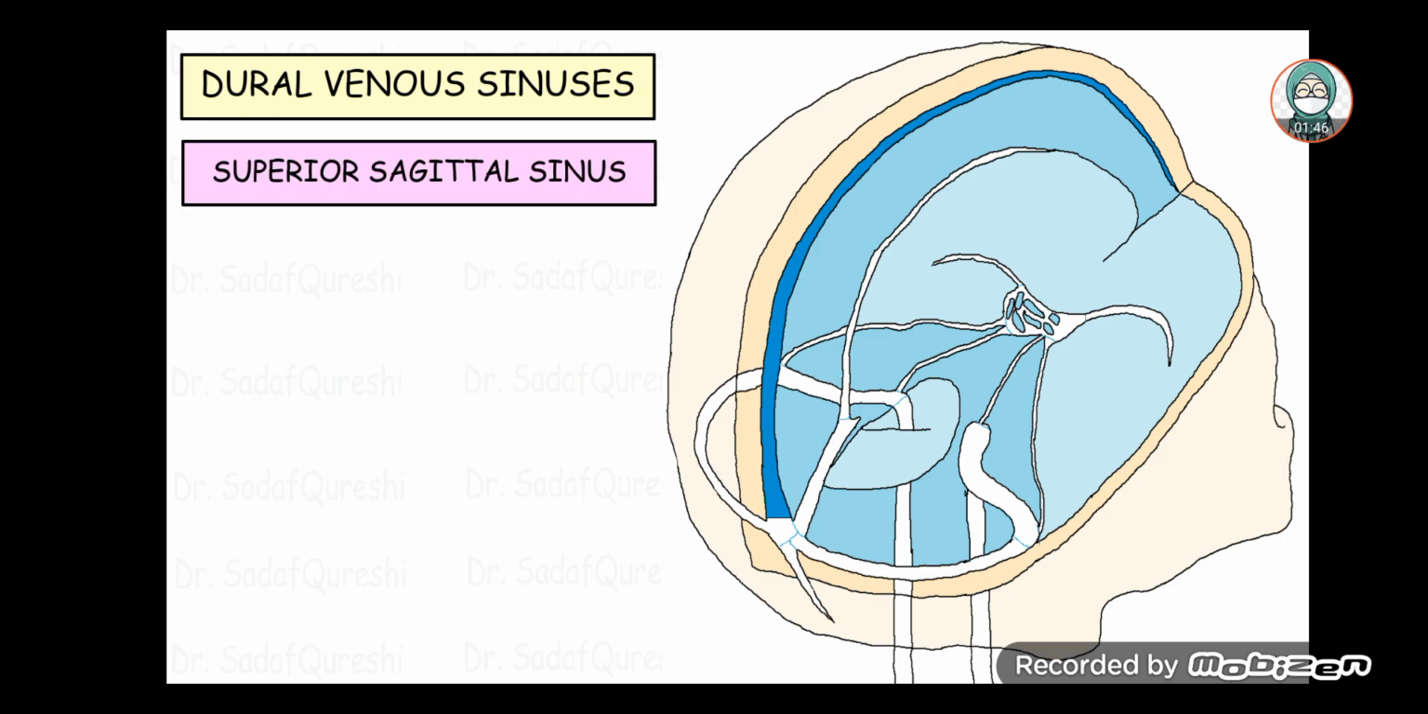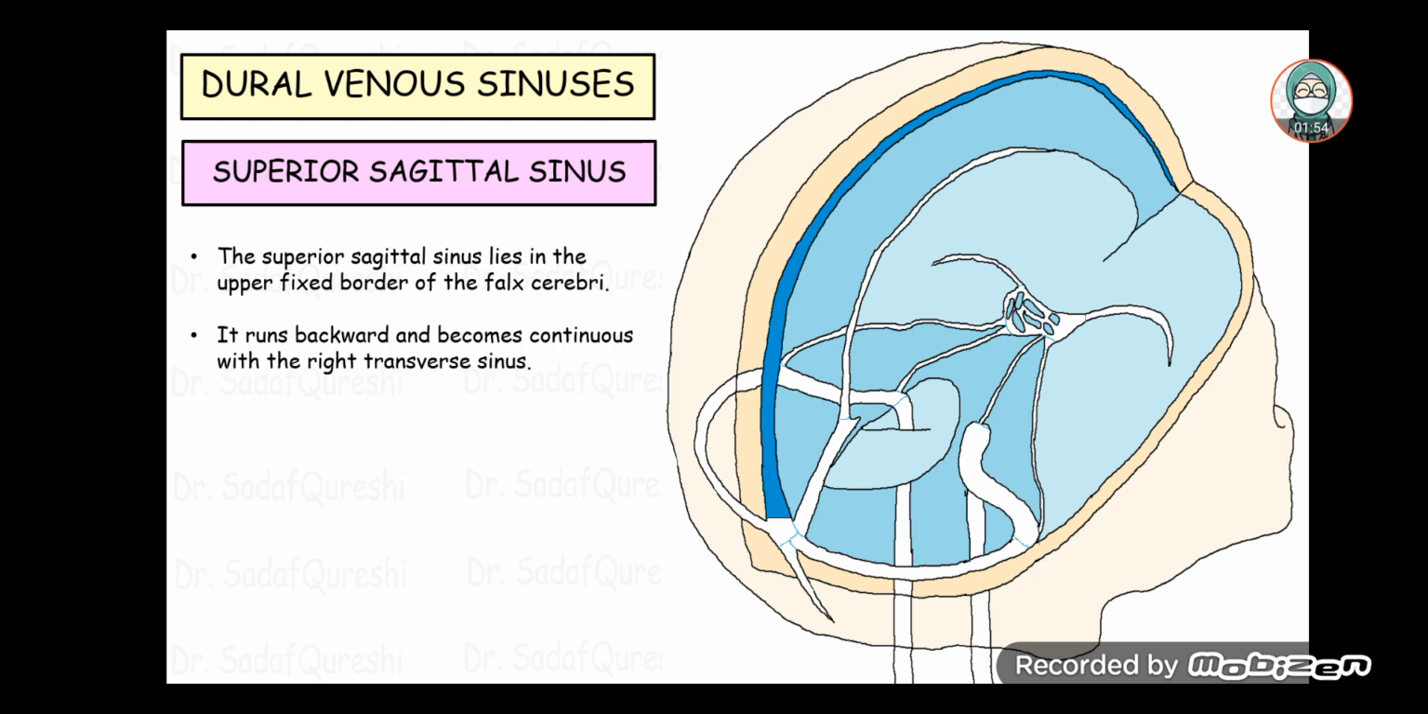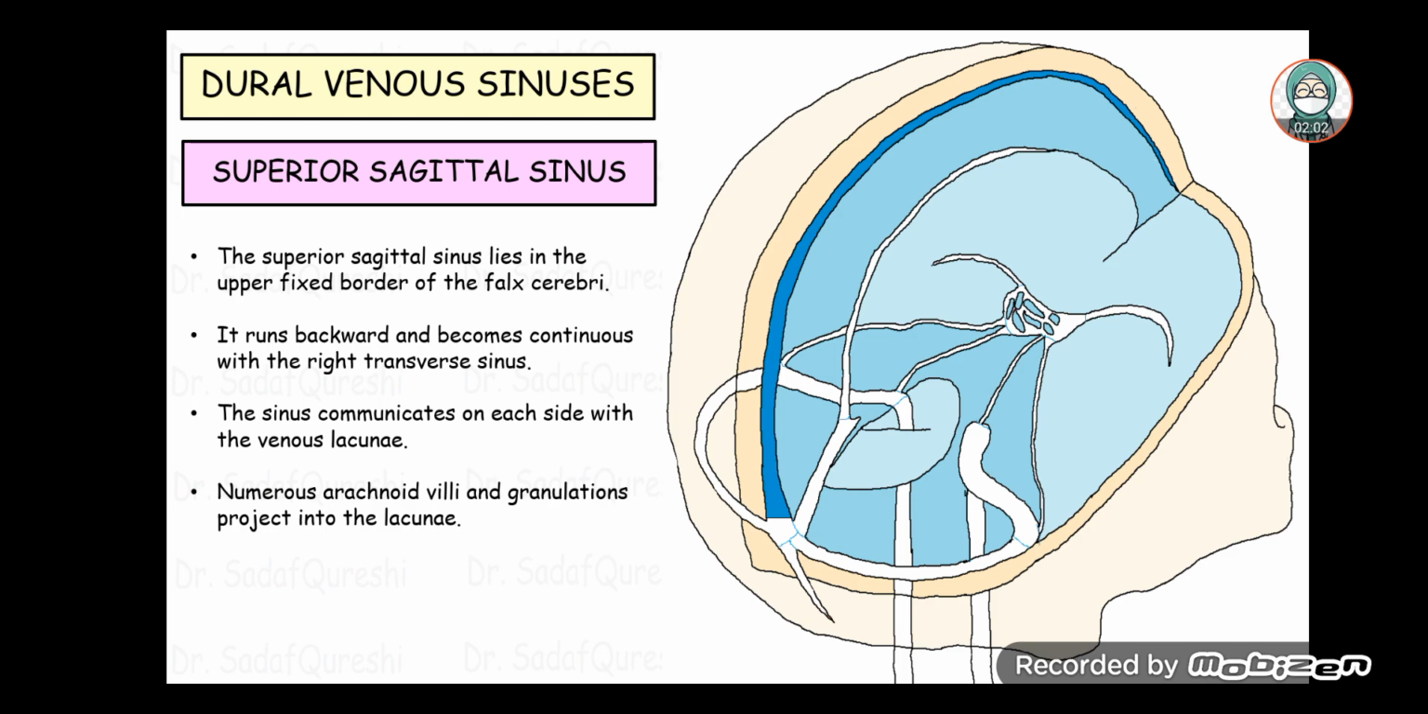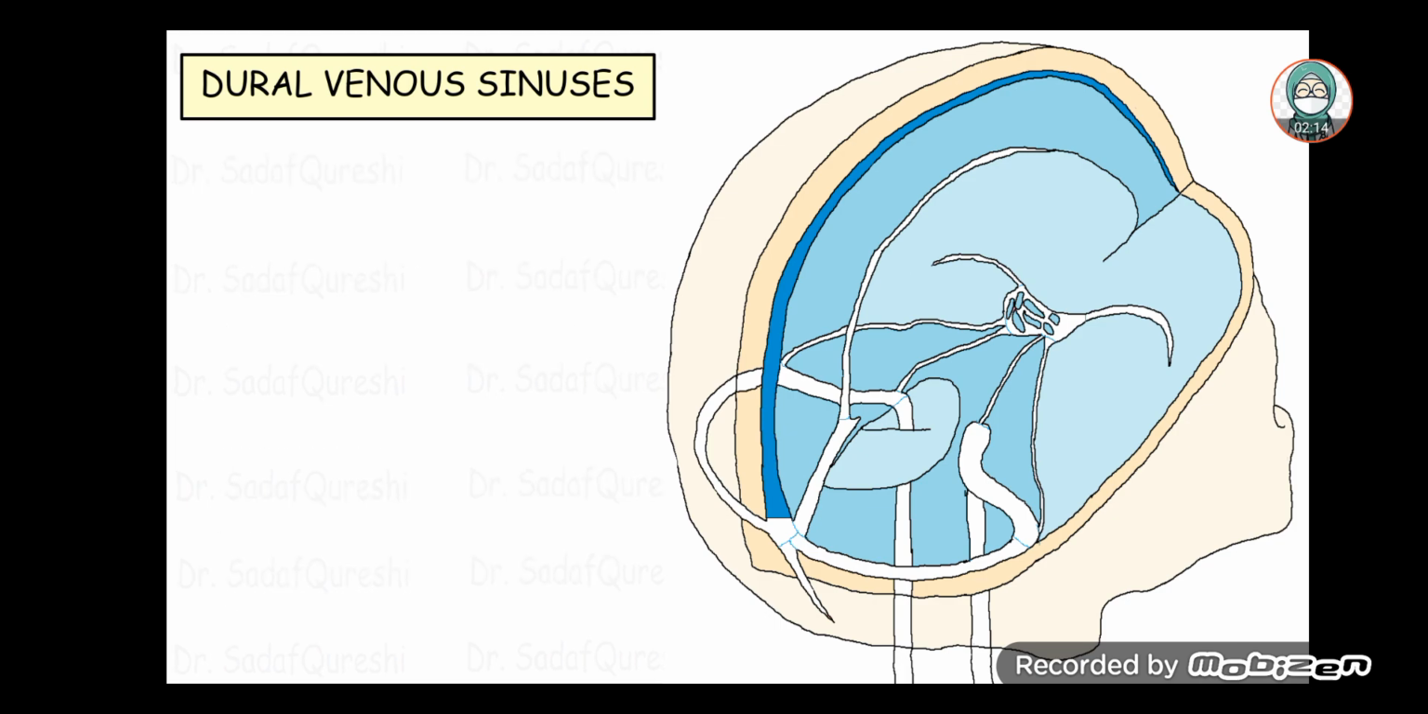The first sinus we have is the superior sagittal sinus. The superior sagittal sinus lies in the upper fixed border of falx cerebri. It runs backward and becomes continuous with the right transverse sinus. The sinus communicates on each side with the venous lacunae, and various arachnoid villi and granulations project into these lacunae. The superior sagittal sinus receives blood from superior cerebral veins, and they drain that area of the cerebrum.